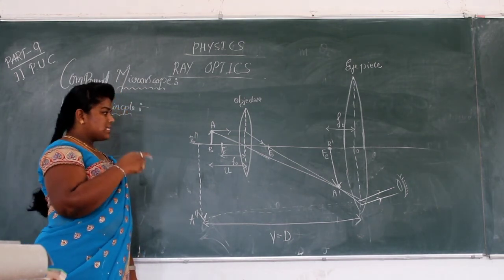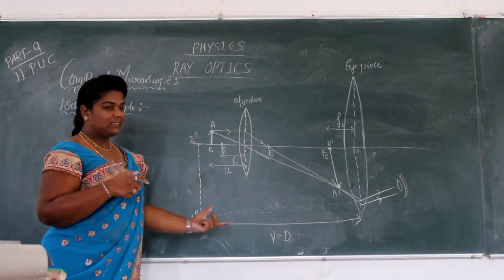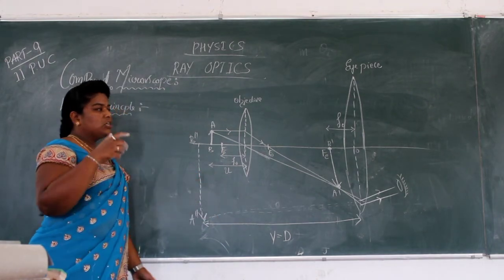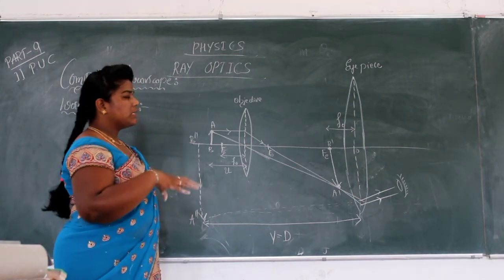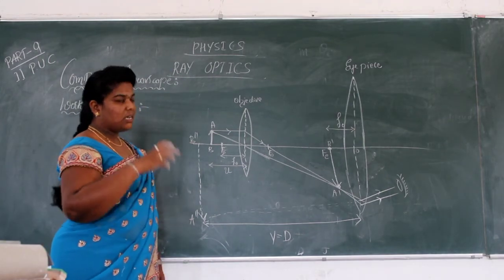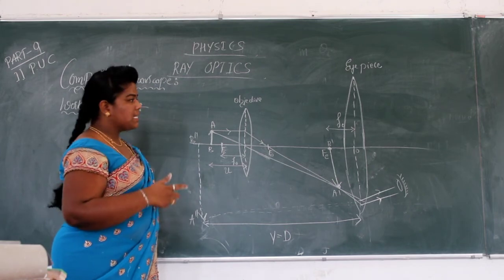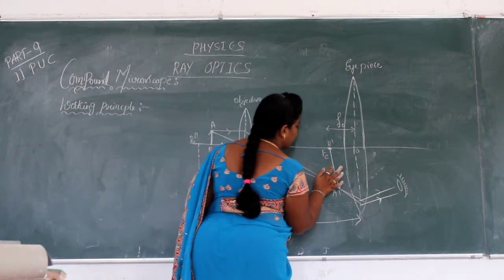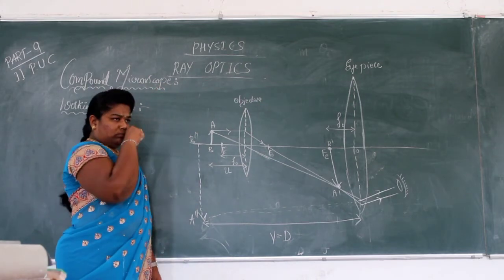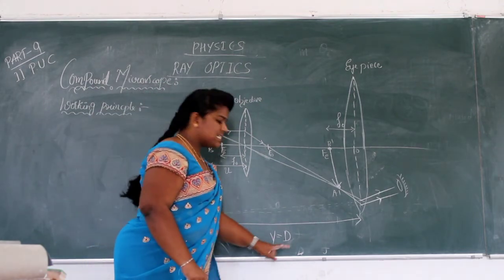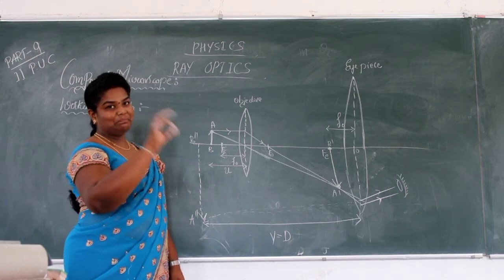So in the meantime, we are discussing here what kind of process is going on inside it. So exactly what is actually going to happen is, so that you can adjust the distance between the eyepiece and this object A dash B dash is adjusted to get the image at the least distance of distinct vision.